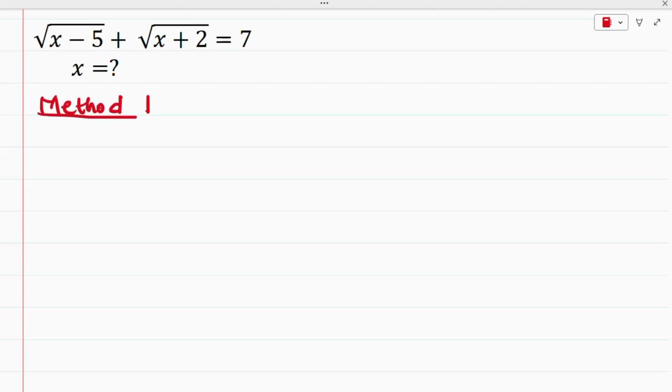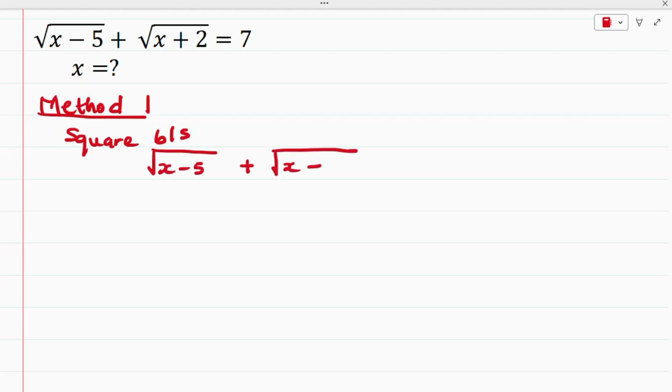Alright, so for method 1, the first thing you want to do is to simply square both sides. So squaring both sides, we have the square root of x minus 5 plus the square root of x plus 2, and this is equal to 7. So we want to simply square both sides.